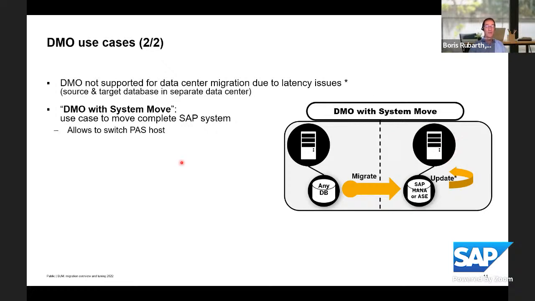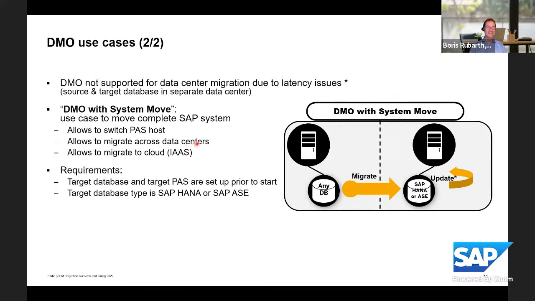And this is a scenario that allows you to switch the primary application server host if you would like to use the maintenance event to combine it with a new hardware appliance, or you can move across data centers from one data center to a different one, or you may migrate to cloud in the sense of infrastructure as a service or to a hyperscaler. That's what we have with DMO with system move.